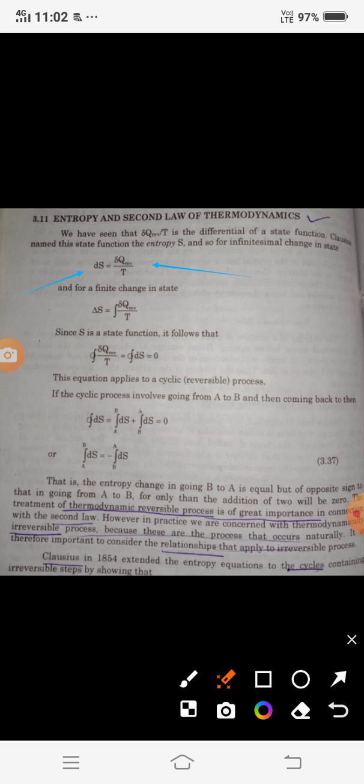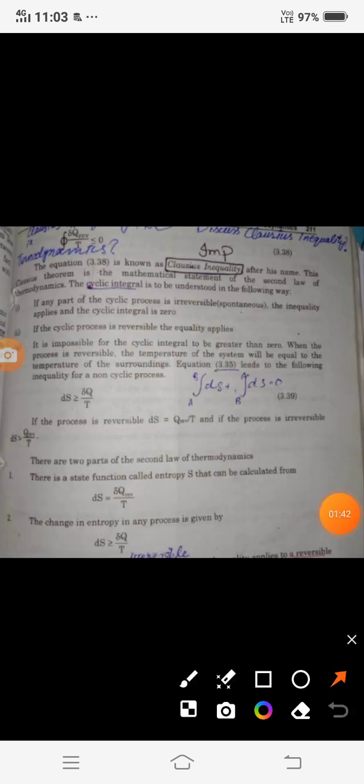But we know that in the second law of thermodynamics, we are concerned about the irreversible process, not the reversible process. For this, let's study Clausius in 1854. He extended the entropy equation to cycles that contain irreversible steps in the cyclic processes. Clausius inequality is basically the mathematical statement of the second law of thermodynamics.